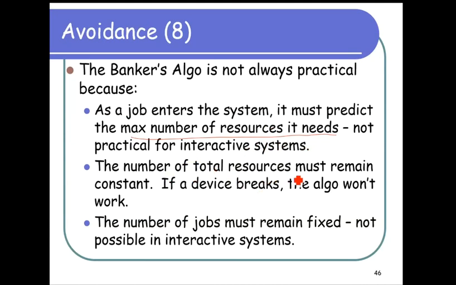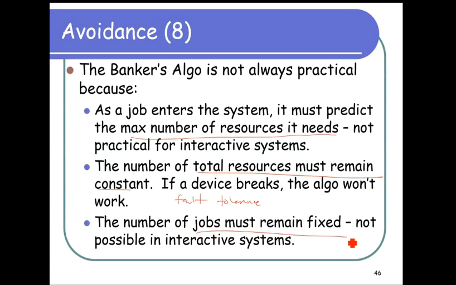The number of total resources must remain constant. If a device breaks, let's say you have two SSD drives, and then one SSD drive breaks, so the algorithm won't work on this type. It doesn't have a foolproof or fault tolerance. We call that fault tolerance. It doesn't have fault tolerance to deal with a device breaking.